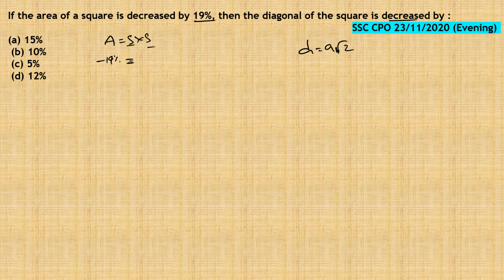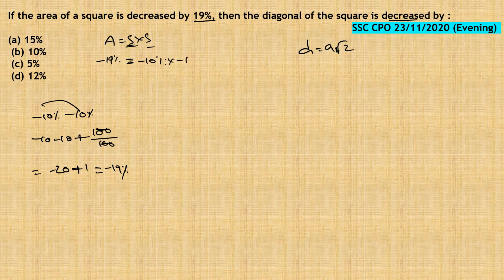While practicing, I have said that if there is a decrease of 10% in one term and a decrease of 10% in the second term, the effective change is minus 10 plus minus 10 plus minus 10 into minus 10, which gives 100 divided by 100. The effective change is minus 20 plus 1 equals minus 19%. Then this percentage change in the side of the square is minus 10% into minus 10%. Their successive is minus 19%.